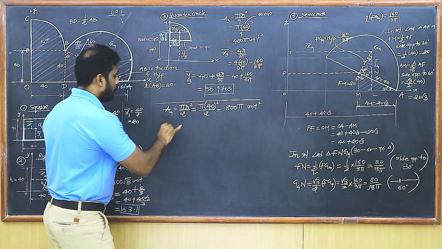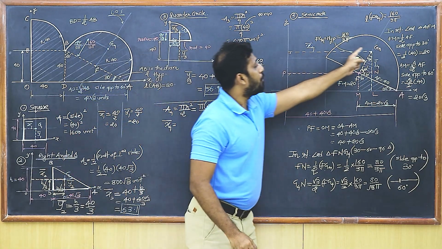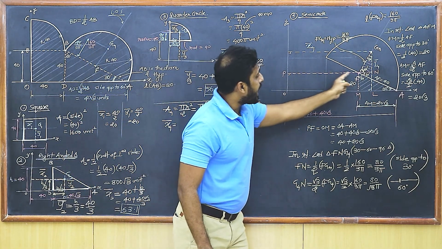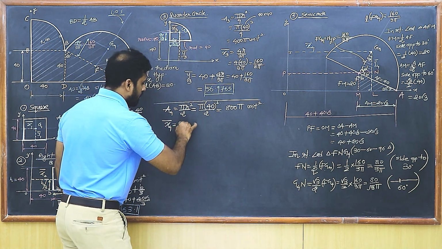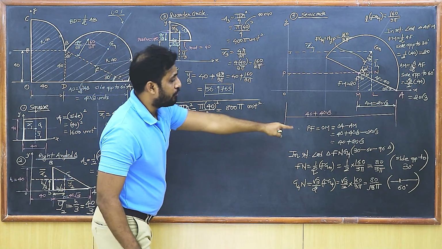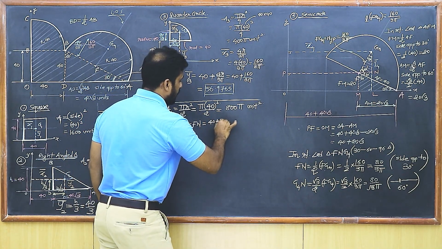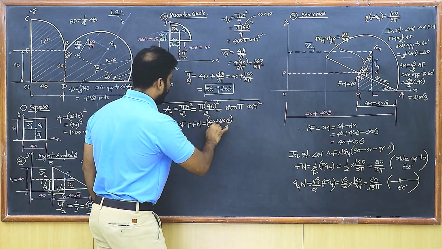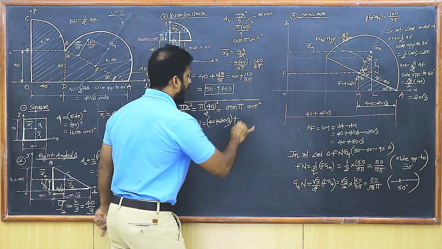Then I need to find X4 bar. So X4 bar, you remember, X4 bar is this PF plus Fn, isn't it? It is PF plus Fn. So what is PF? It is 40 plus 20 root 3. That was PF. Plus, what about Fn? Fn is 80 upon 3 pi.